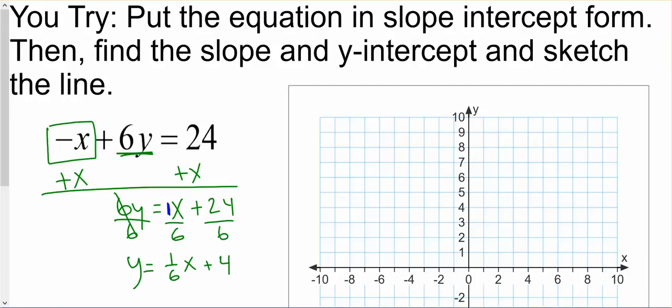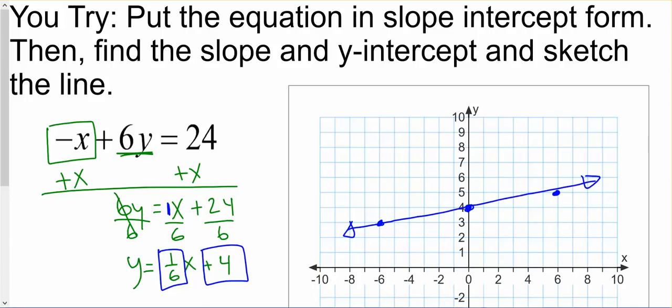So our y-intercept, we do that first. Our y-intercept is 4. And our slope is 1/6. So that means we're going to go up 1 and right 6, and down 1 and left 6. And the slope of our line with our y-intercept makes our line.